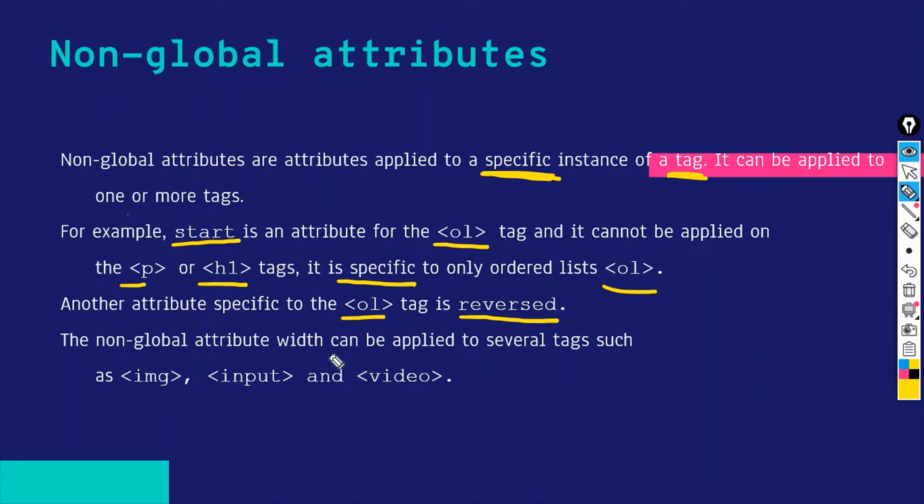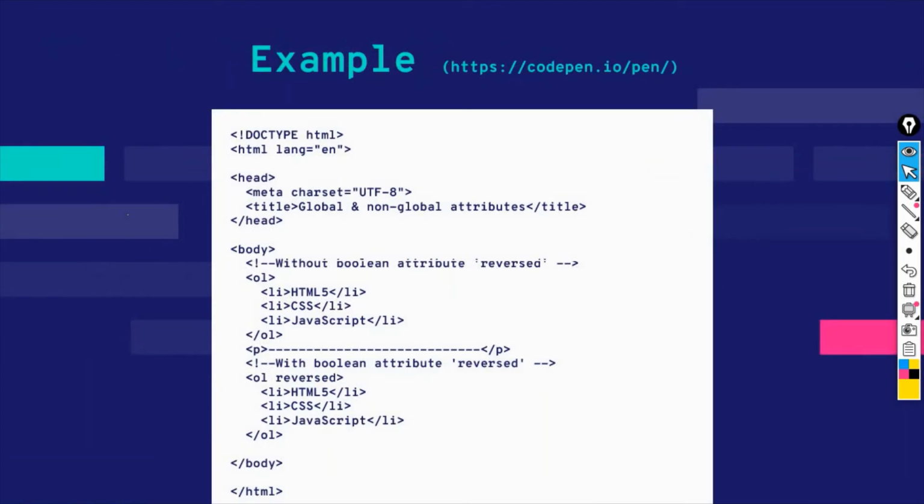So a non-global attribute can be applied to several tags such as image, input, and video. So remember that non-global attributes are only for a specific instance of a tag. So let's take a look at that example.